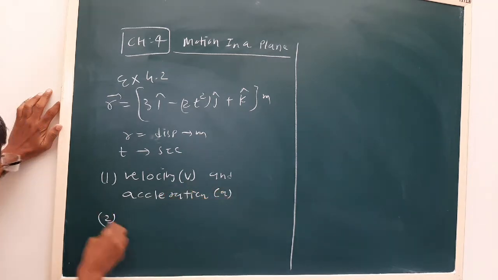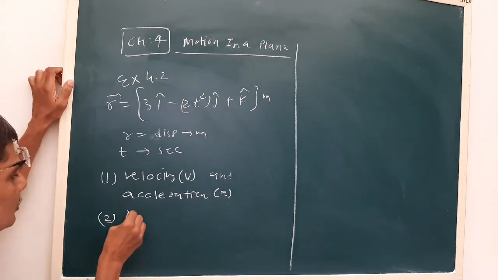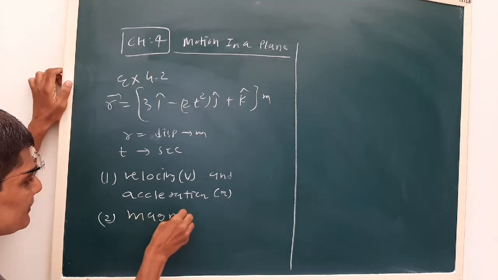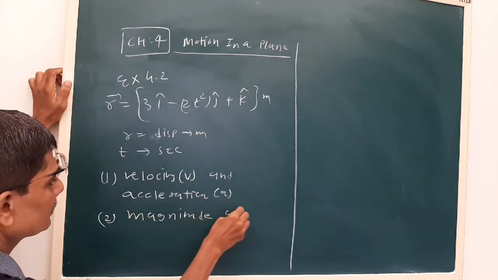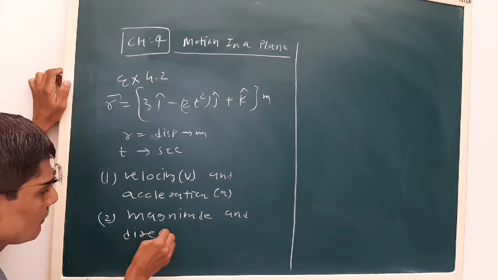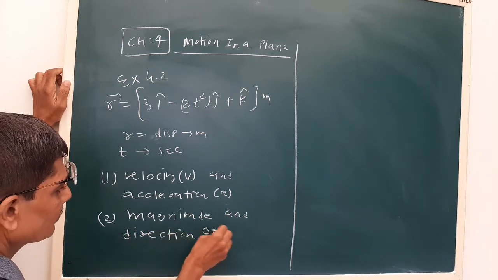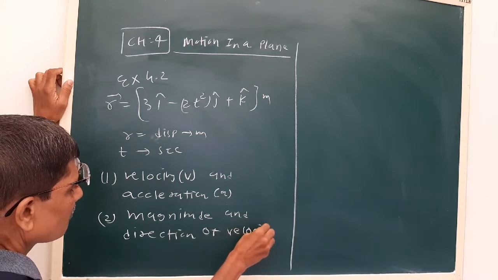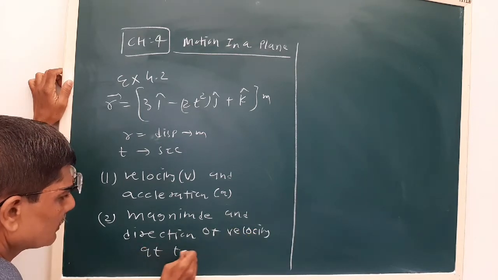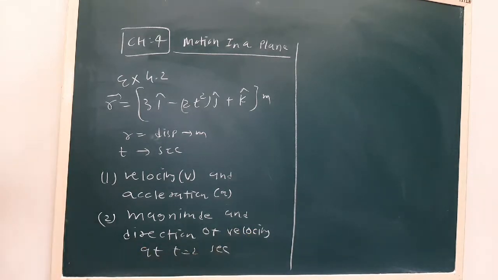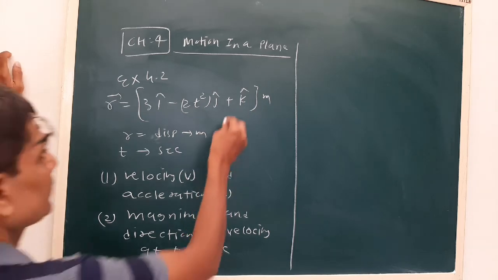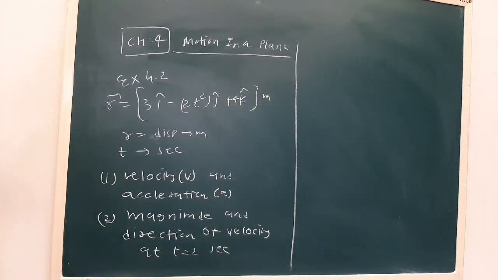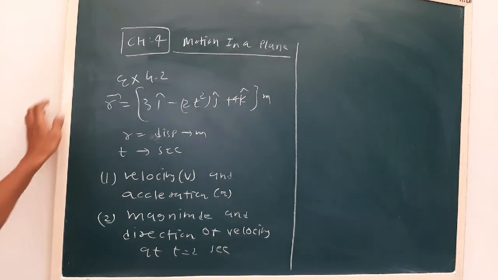And the second part, we have to find out the magnitude and direction of velocity at t is equal to 2 seconds. Here, r is a position vector, that is 3t i caret minus 2t square j caret plus 4k caret. We have to find out velocity and acceleration.